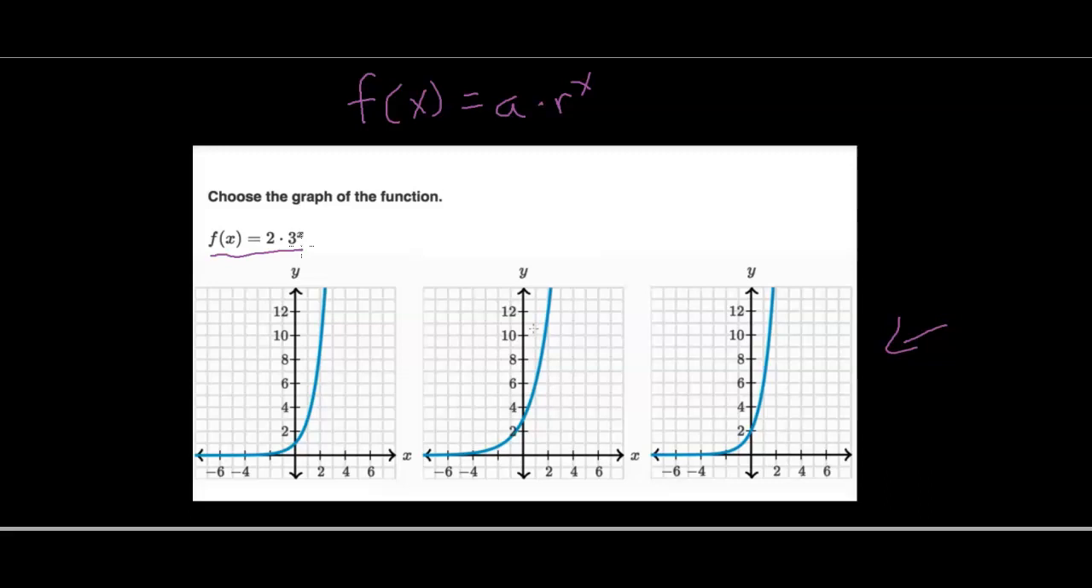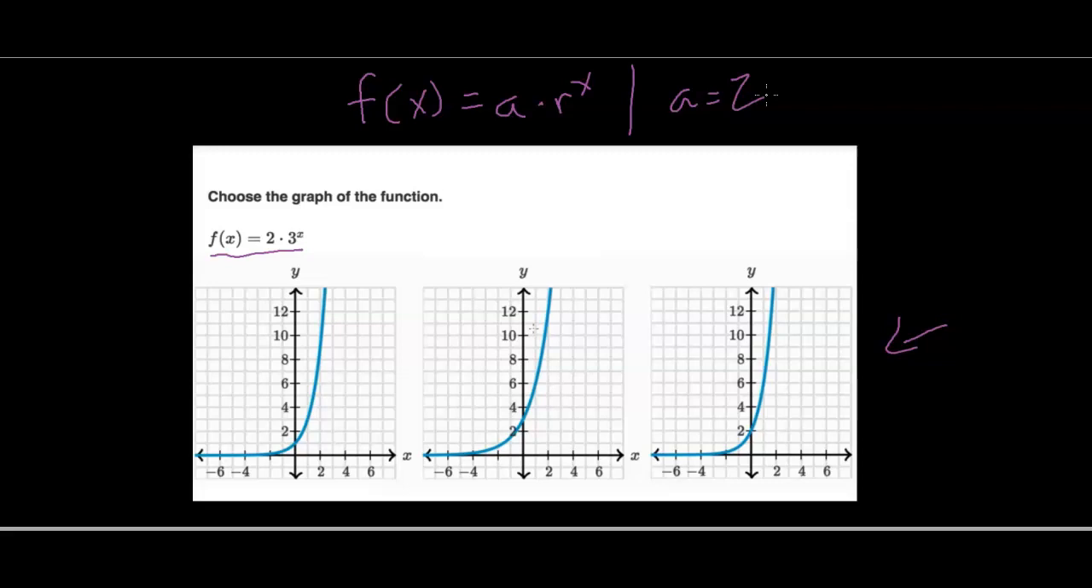Where we've got a times r to the x power, where a is our initial value or y-intercept, right? And r is our ratio. So in this case, what is our a, or what is our initial value, or what should our y-intercept be? Well, in the case we're given, a is equal to positive 2, right? So we know that the correct graph of the function f of x equals 2 times 3 to the x power is going to have a y-intercept at positive 2, right?